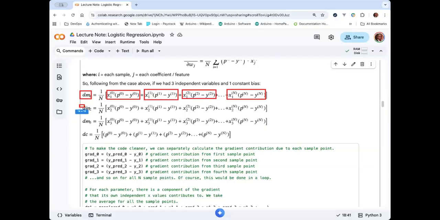The same thing for M2. You also calculate the total sum of contributions of each of them and multiply by x2. So y hat minus y times x2 for the 0th data point. Then for the first data point, again, y hat minus y times x2. For the third data point, again, y hat minus y times x2. And all the way to the last data point, again, y hat minus y times x2. And you do this for all of them.